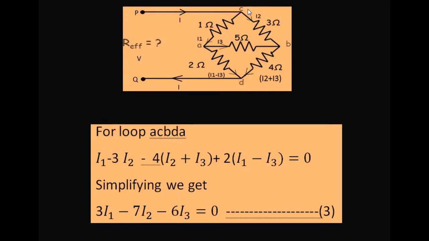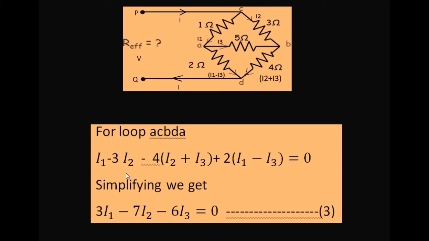So it starts from A. So A to C. A to C is opposite direction of the current, so it will be 1I1, that is plus. From C to B, it will be in the direction of the current, so this is minus 3I2 in here. Then from B to D, it's in the direction of the current, so that will be negative. So minus 4 times (I2 plus I3) in here. Then from D to A, it's opposite direction of the current, so it will be plus, that is positive 2 times (I1 minus I3) is equal to 0.